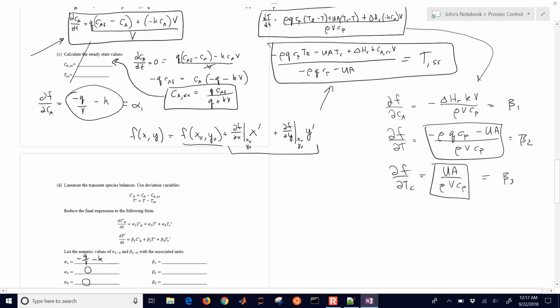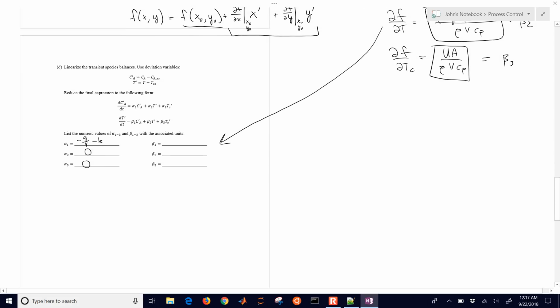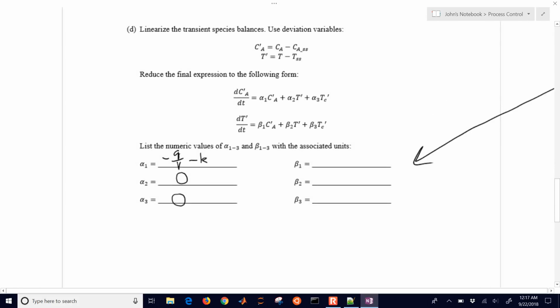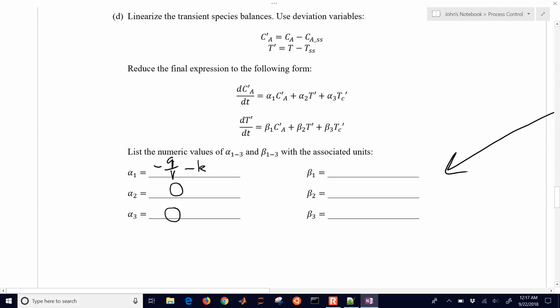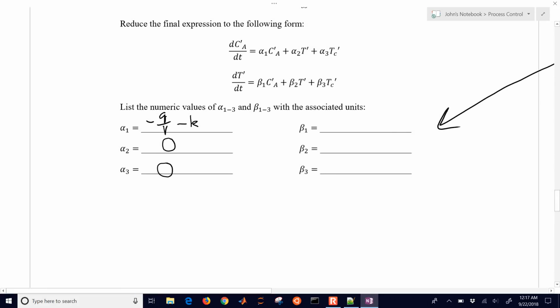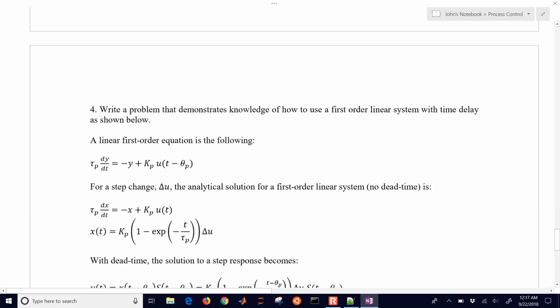Now those are all just going to become numbers if I had given you values, but go ahead and plug those in just in symbolic form down here into the boxes for the answer. So that's how you develop a linear model. You start with the nonlinear equations and you can linearize it. And so it's different than our step response models, which are empirical. We're deriving those from first principles.